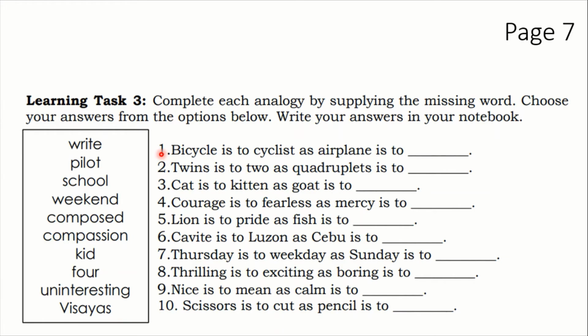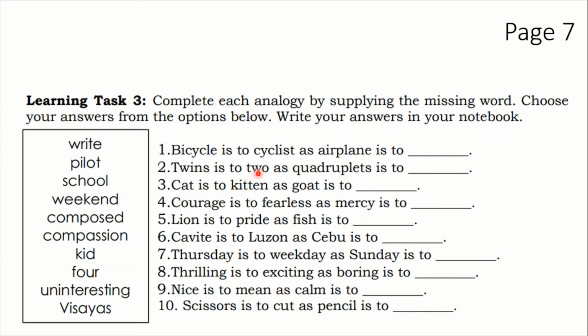For item number 1, bicycle is to cyclist as airplane is to blank. A cyclist rides or drives the bicycle. Who rides or drives the airplane? Is it write, pilot, school, weekend, compose, compassion, kid, for, uninteresting, or Visayas? Write down your answer.